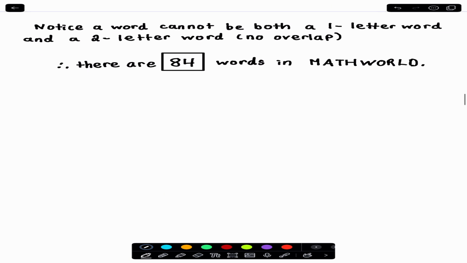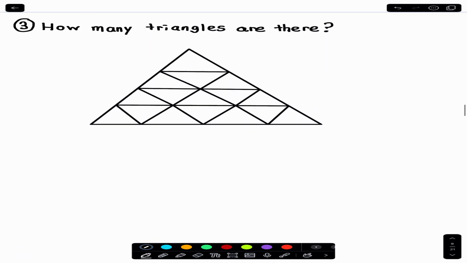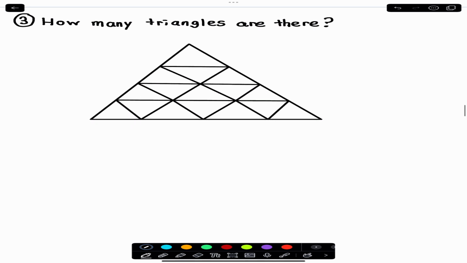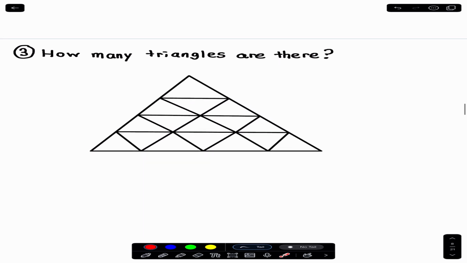Excellent. Question number 3. Question number 3 asks us, so we have another picture over here, how many triangles are there? Now you can start counting these however you like. You can go like maybe we have one here and another triangle here, but notice we also have this bigger triangle here and maybe this one over here. So there's a lot. So how are we going to count this in an organized and efficient manner?